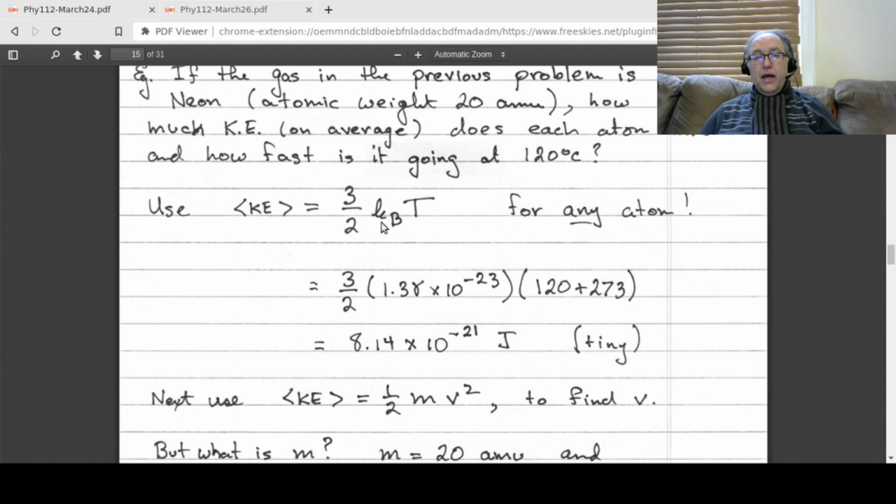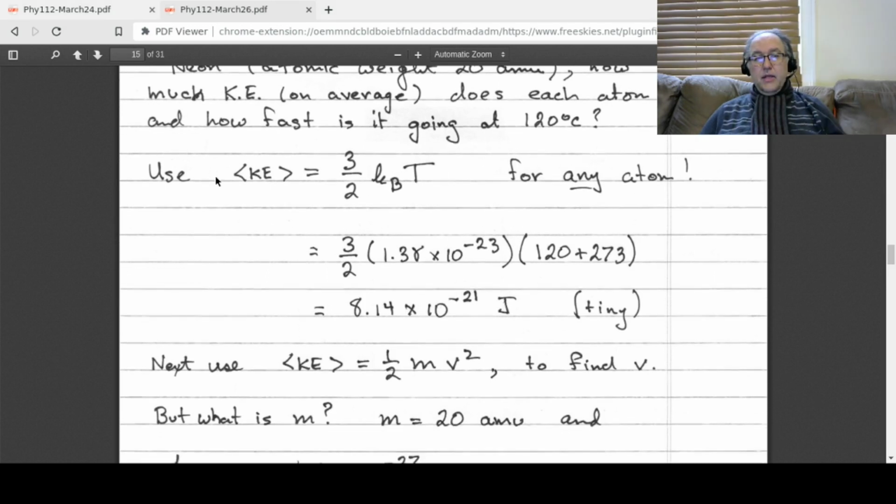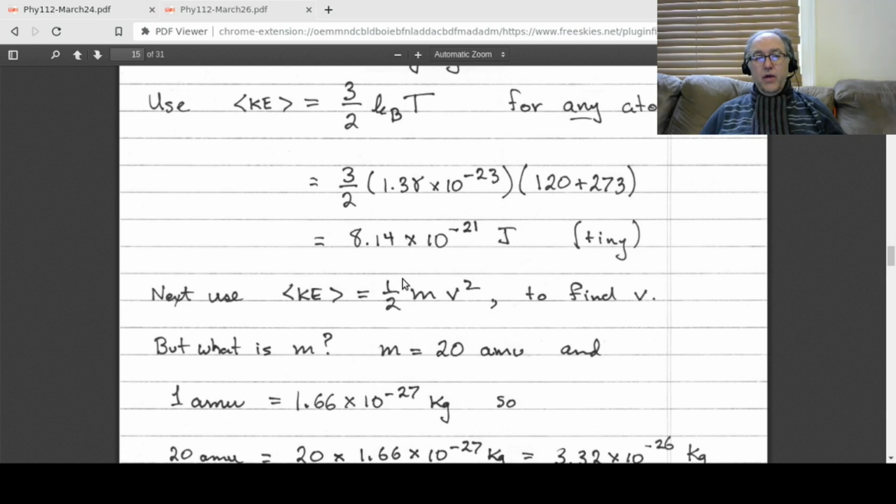All right, and the K Boltzmann, that is 1.38 times 10 to the minus 23. And T, it's 120 degrees Celsius plus the 273 to convert to Kelvin. And just plug that through your calculator and you're going to get 8.14 times 10 to the minus 21 joules. That is tiny, and you'd expect it because, after all, neon is a very tiny atom. Okay, all atoms are very, very tiny.